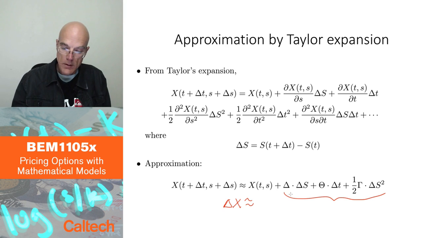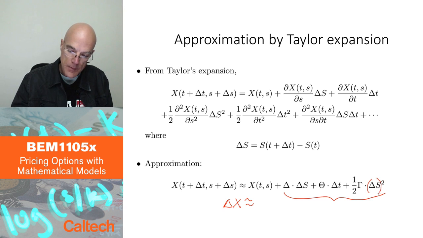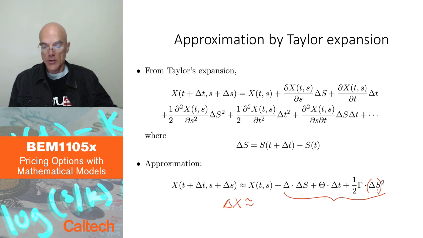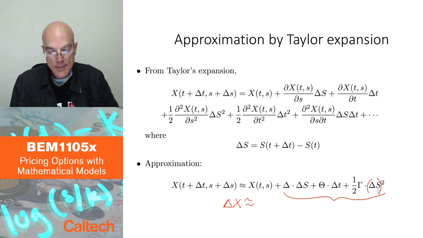And this tells me that approximately the change in my portfolio is equal to delta of the portfolio times change in S, plus theta of the portfolio, derivative with respect to time, times change in time, plus 1/2 gamma of the portfolio times change in S squared. Now, it might be better to write this as (delta S) everything squared, because that's what I mean, the squared change in the stock price.